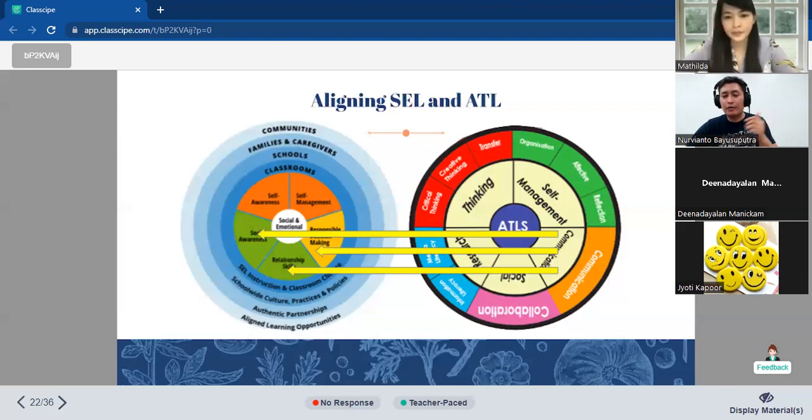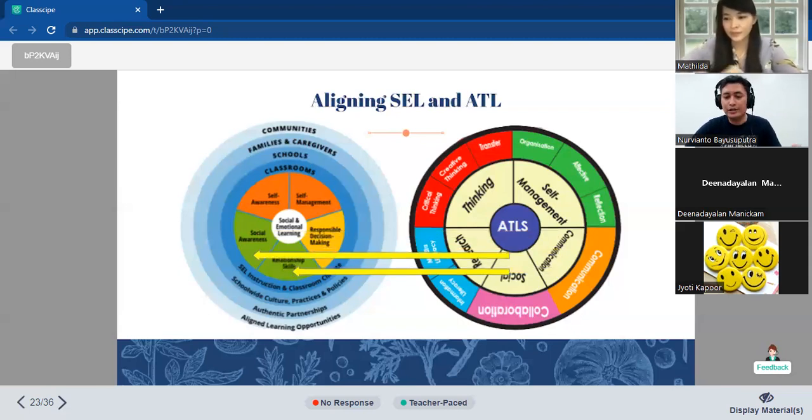However, I have to emphasize this: all these yellow arrows that we have made are not definitive. If you can find a link of communication to, let's say, self-awareness, then by all means. Next one. Another example is to put social skills in ATLs into relationship and social awareness.